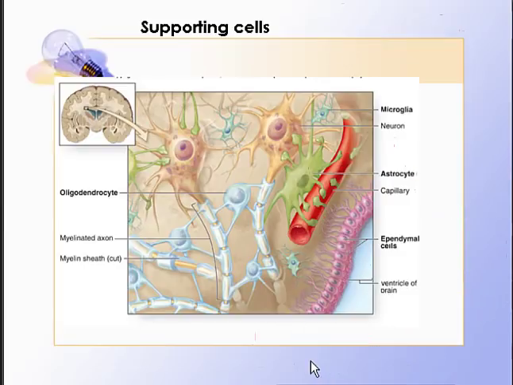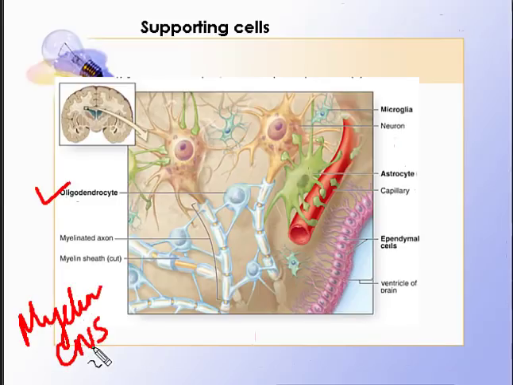The second type of supporting cell in the central nervous system is known as an oligodendrocyte. An oligodendrocyte is responsible for myelination in the central nervous system. So it lays down myelin in the central nervous system. A single oligodendrocyte can lay down myelin on about 3 dozen or more axons. If you look here, you can see this is one oligodendrocyte, and notice it's myelinating this axon, it's gone on to this axon, so it can myelinate about 3 dozen or 60 axons in the central nervous system.